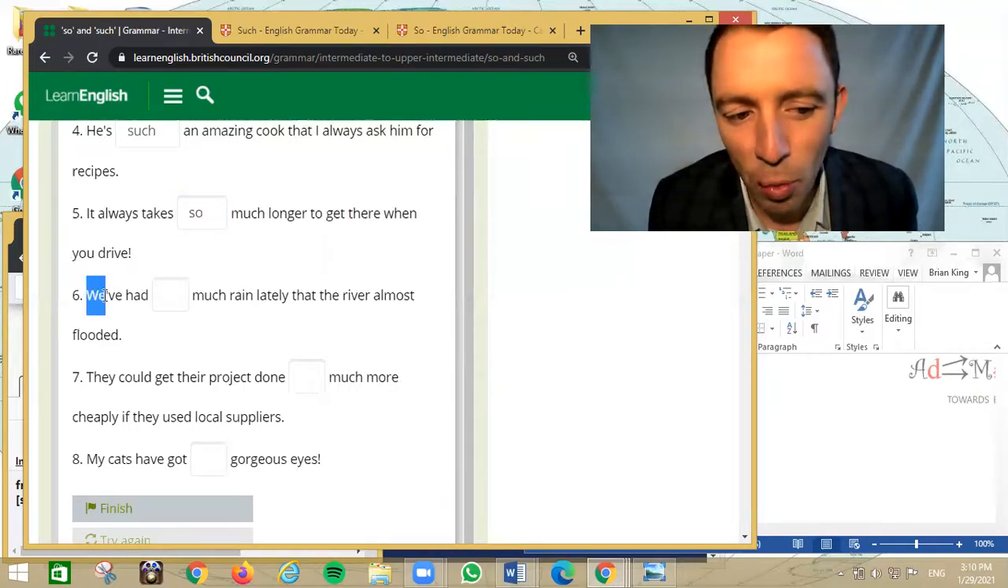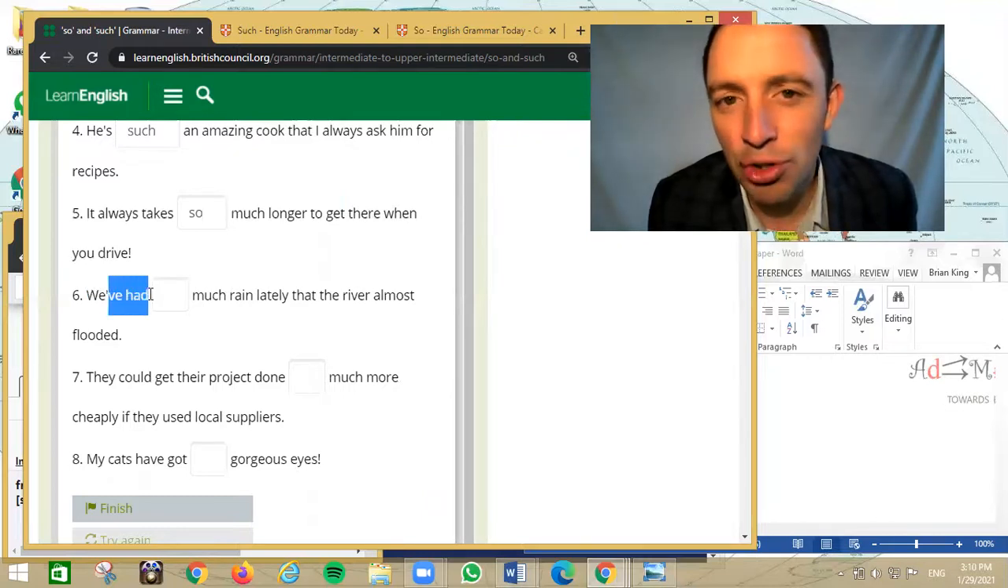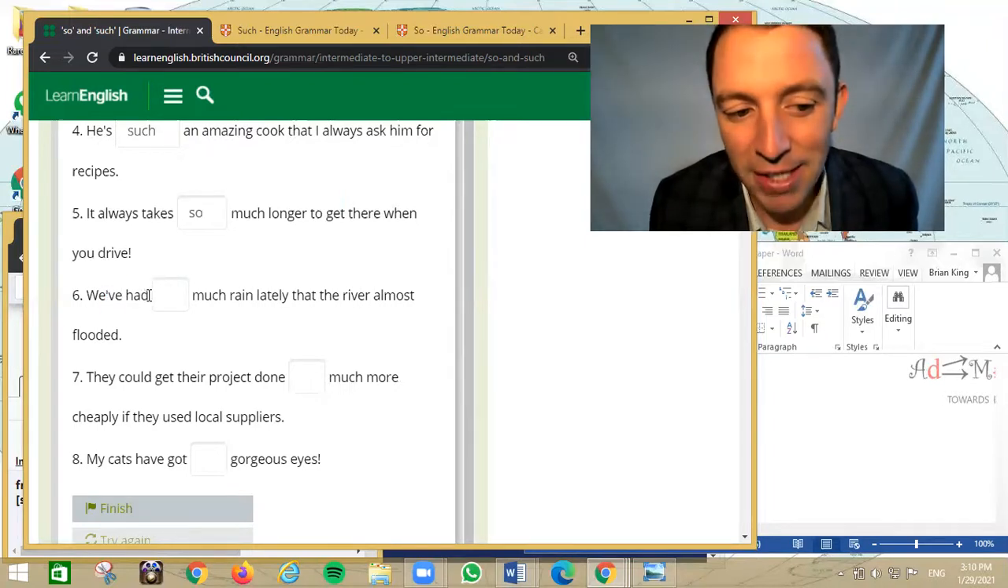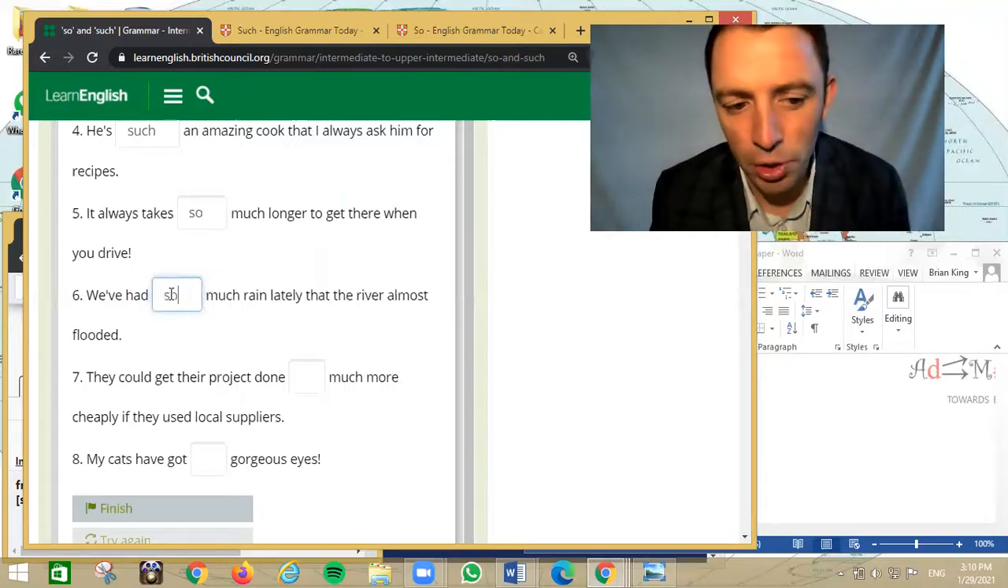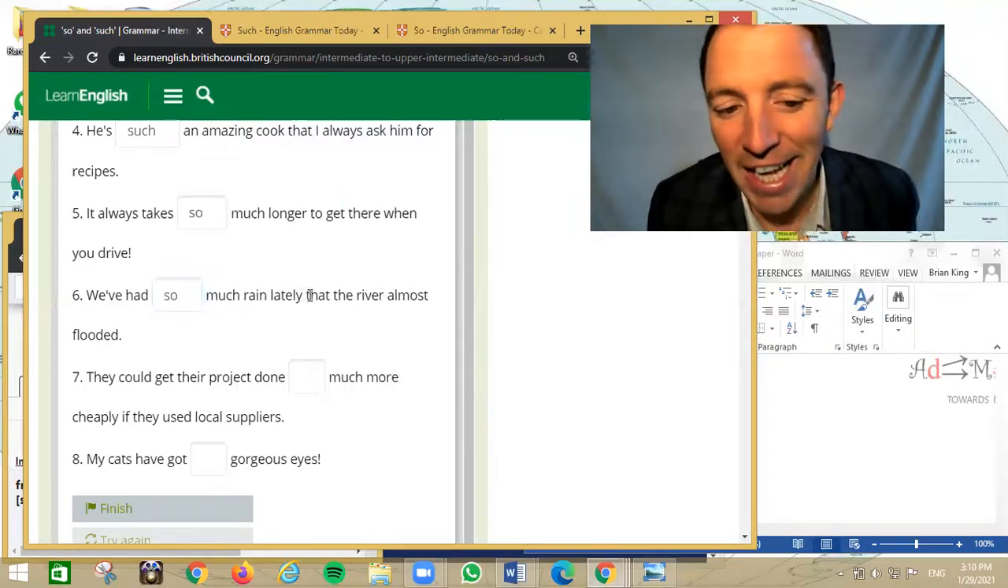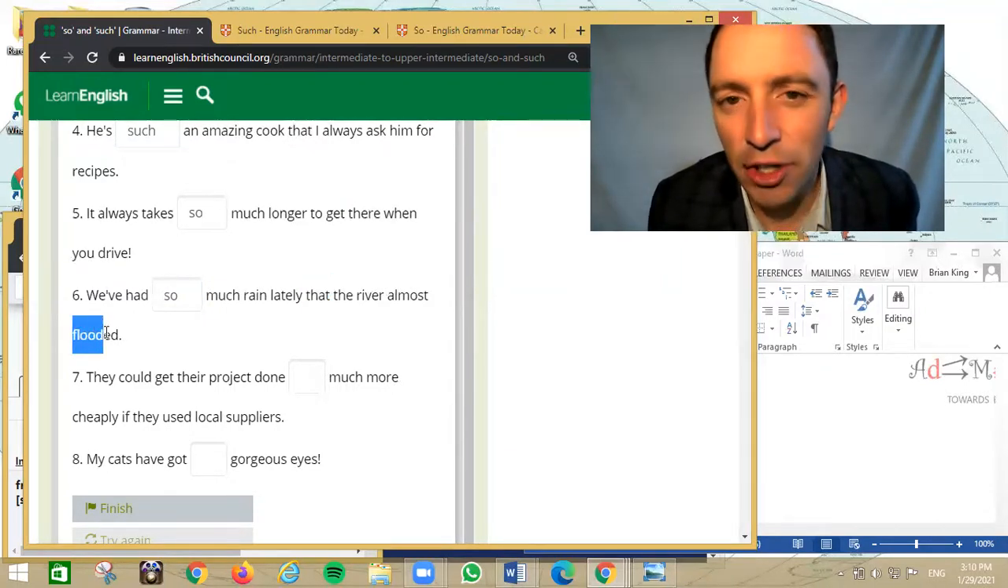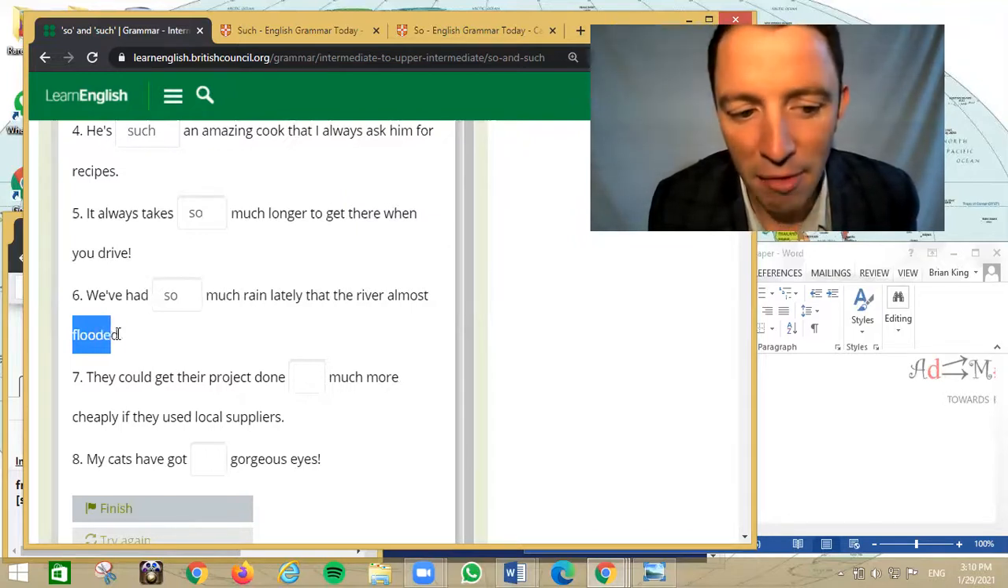The next, subject, we have had, is the verb structure in the present perfect, because for the perfect you need the auxiliary have and the participle is had. So present perfect, we have had. Again, rain is the substantive, but really much is the key. So we have had much rain, but you want to intensify much, so it's necessary so much. We've had so much rain lately, and again, the consequence, that the river almost flooded. The verb in English to flood is inundar. And flooded is the adjective and the past simple.